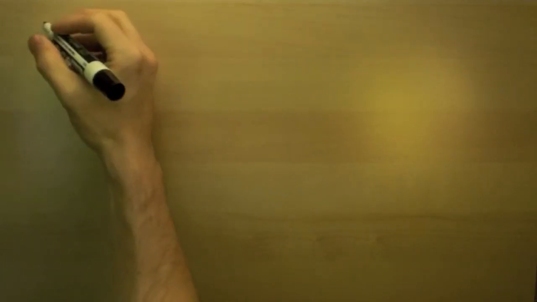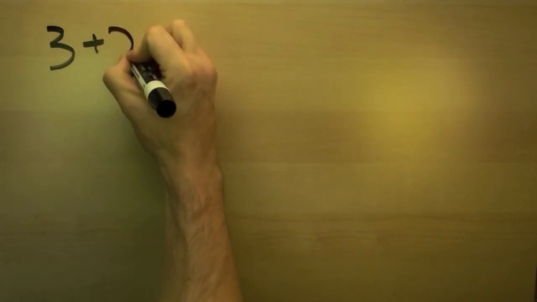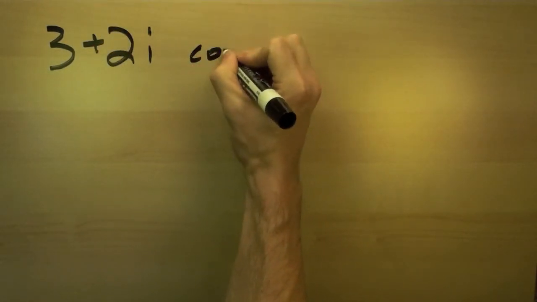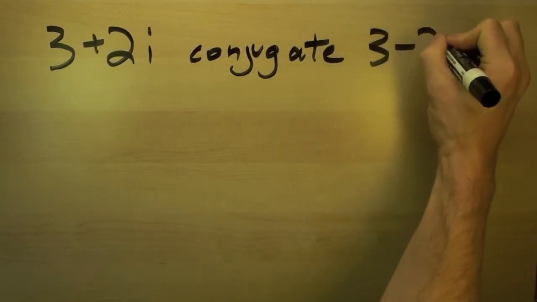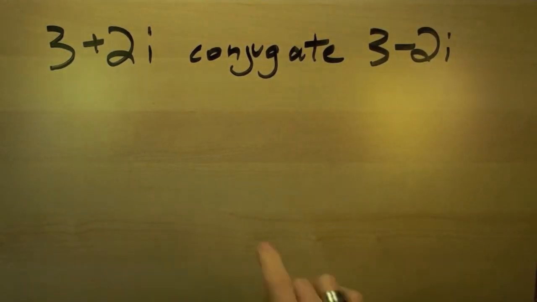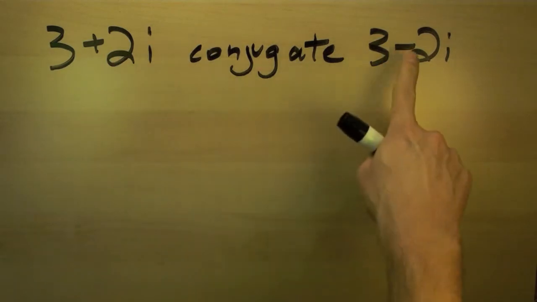One very helpful tool when dealing with complex numbers is called the conjugate. The conjugate can be thought of as what we get when we change the sign between the two terms in a complex number. So, 3 plus 2i has conjugate 3 minus 2i. Right? We've just taken the sign in between the terms and changed it.